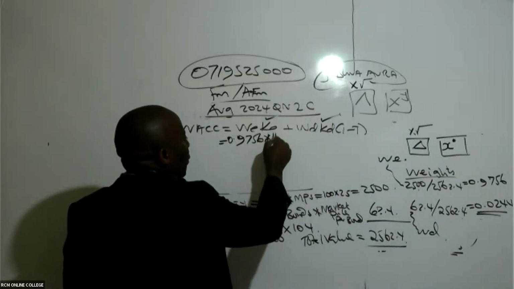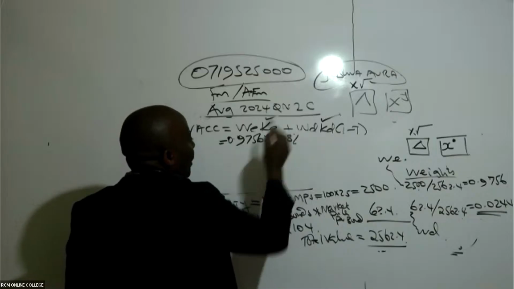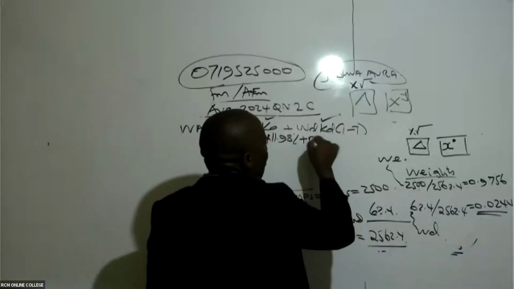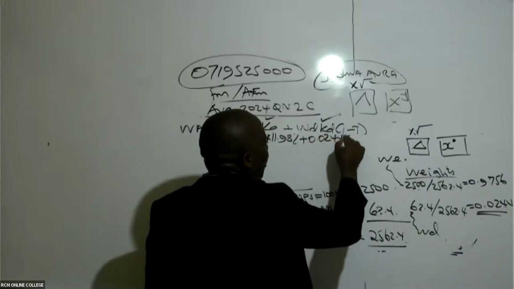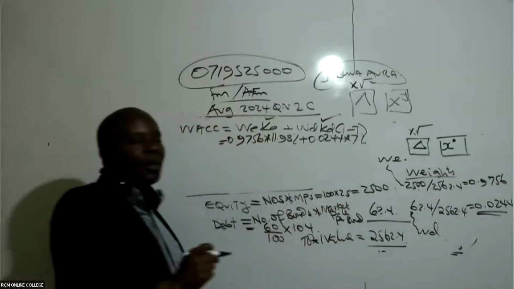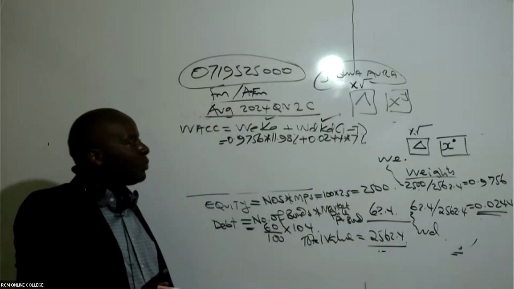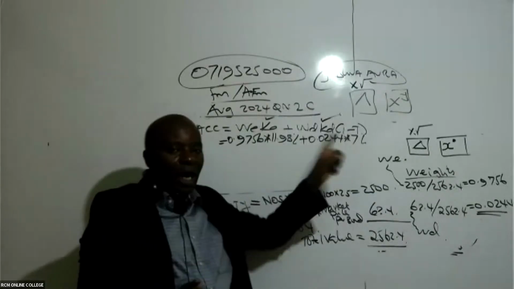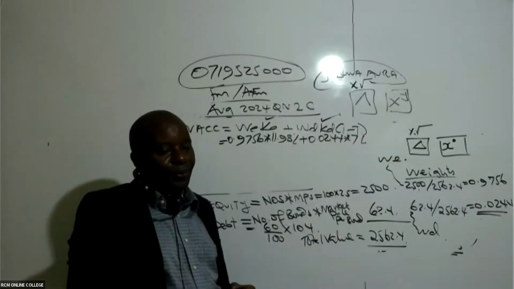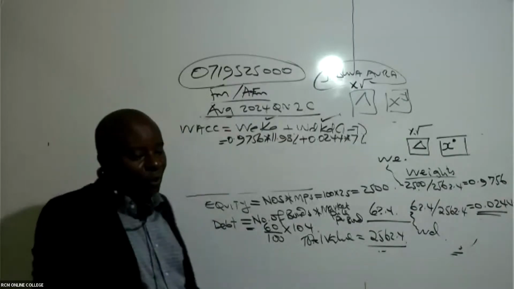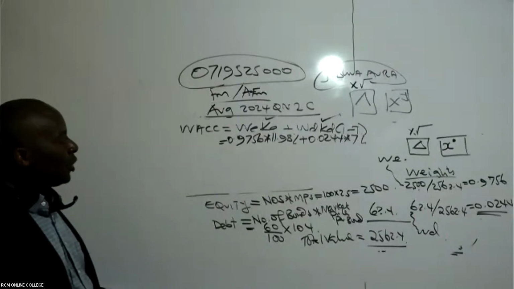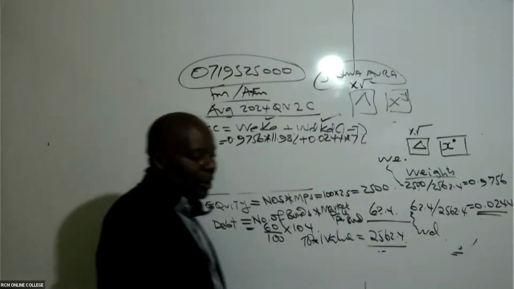The weight of equity we know is 0.9756. Cost of equity, we got 11.98%. Weight of debt, ladies and gentlemen, is 0.0244. Cost of debt is 7%, and don't adjust it for tax, because they gave us the cost of debt after tax. So is there somebody now who is able to give us this answer for WACC?